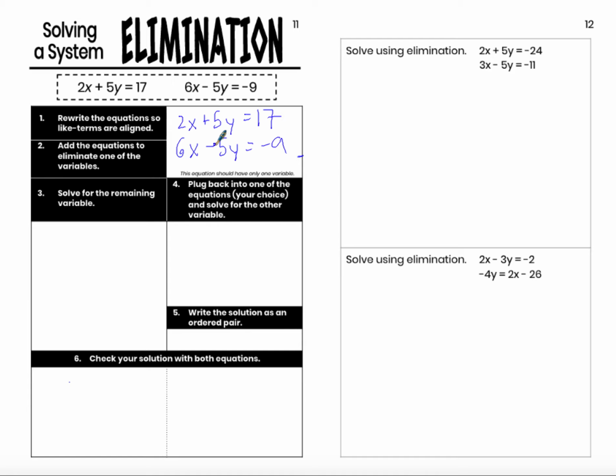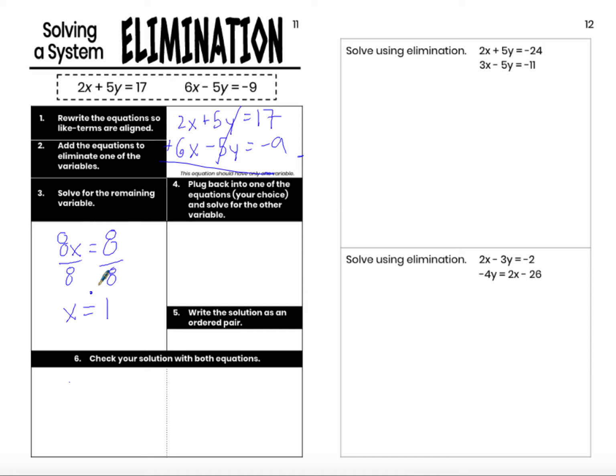So we can add 6x minus 5y to the left side, add negative 9 to the right side. We're adding the same thing to both sides. And when we add, we will have 5y minus 5y. Those two terms will add to 0. 2x plus 6x gives us 8x. 17 plus negative 9, or 17 minus 9, is 8. So right here's the beauty of elimination. A beautiful, straightforward one-step equation.